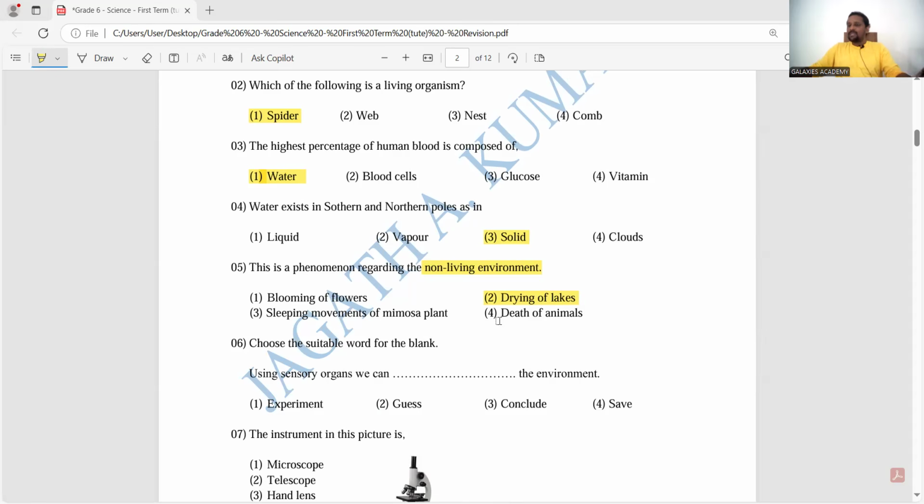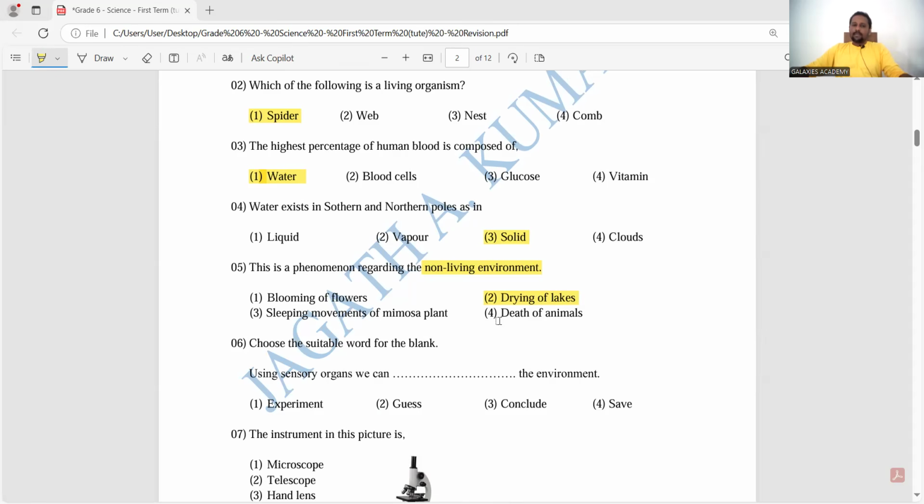Then also to taste some foods, we use our tongue. It is another sensory organ. And to feel the temperature, that means hot or cool, we use our skin. So skin is another sensory organ. So what are the 5 types of sensory organs? Eyes, ears, nose, tongue, and skin. This question asks, using sensory organs, we can blank the environment.